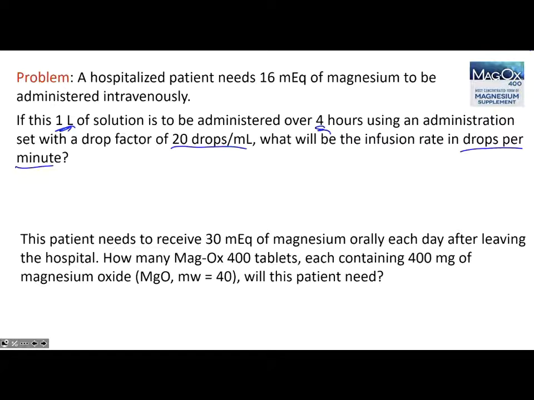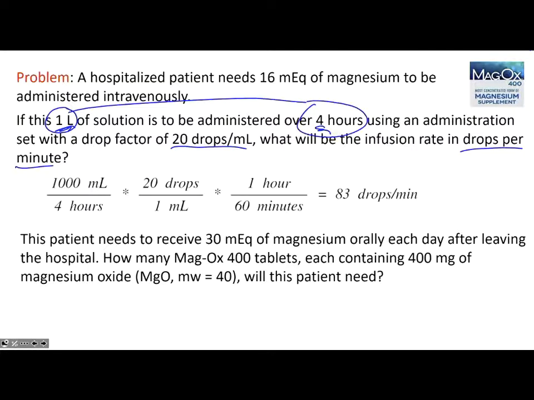But let's start with the thing to be infused. We have an IV, right? What is the volume of the IV we're trying to administer? 1 liter. What amount of time does that have to go in over? 1 liter has to go in over 4 hours. That's what we're starting with, okay? So realize that's where you would start.